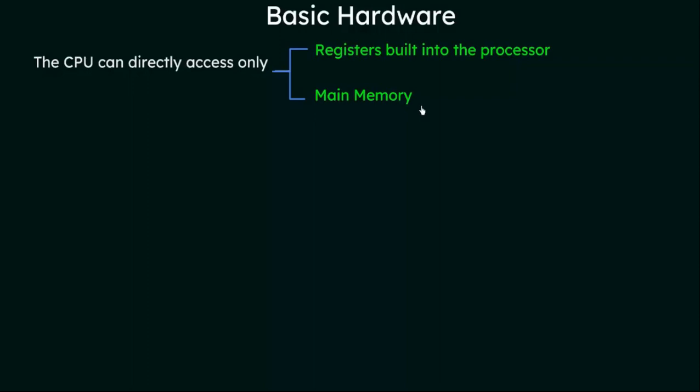We have many things under the secondary memory, like our disk drives, which may be your hard disk or your solid state drives, and we can have the external storage devices. All this comes under secondary memory. But the CPU can directly access only the main memory and the registers, which are built directly into the processor.